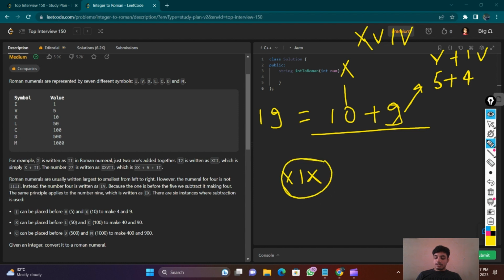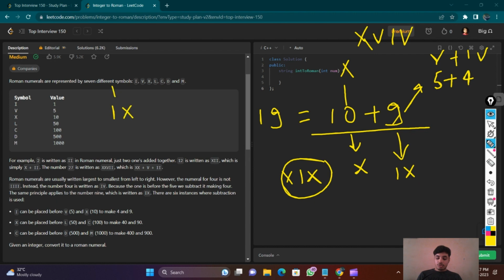And how will you get this value? You will get it by X, which is 10, and the value for 9. What is the numeral value for 9? It is IX. There is no other way, similar to 4, to get the value for 9. So we are going to directly store IX in this table.